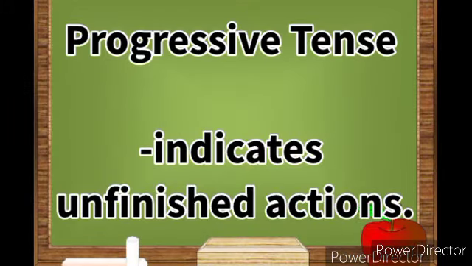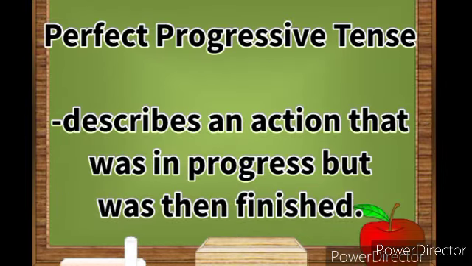Another aspect of the verb is progressive tense. Progressive tense indicates unfinished actions. The last aspect of the verb is the perfect progressive tense. The perfect progressive tense describes an action that was in progress but was then finished.